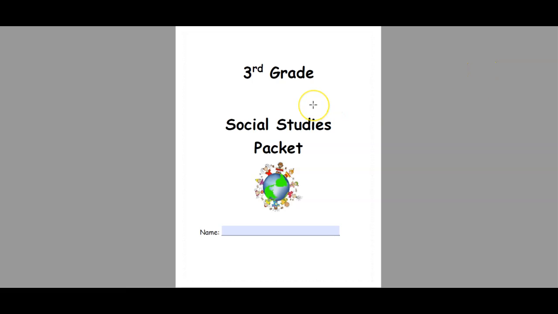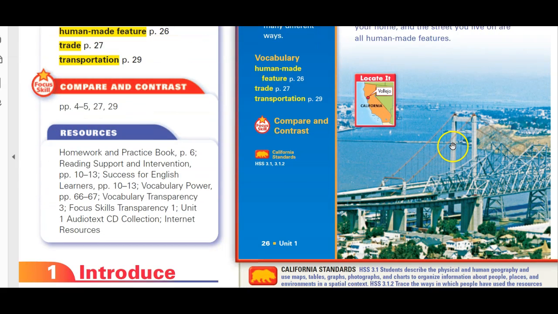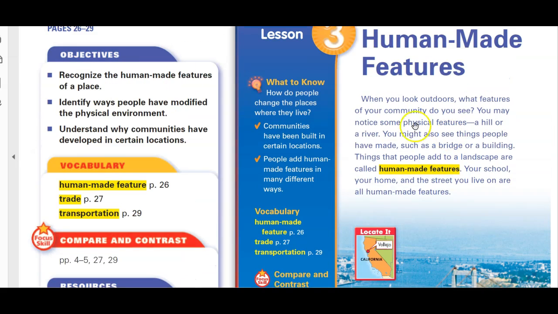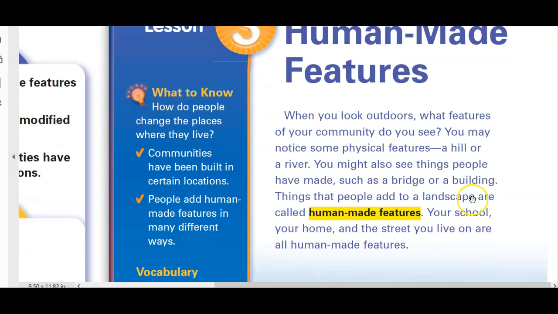All right, we're going to continue our social studies packet, but before we do that, we're going to read lesson 3 in our book. So go to page 26 in your book. We're still working on chapter 1, but we're doing lesson 3. It says human-made features, okay?